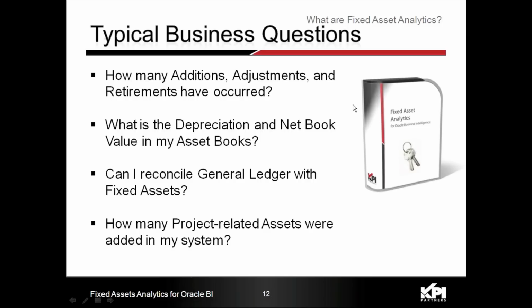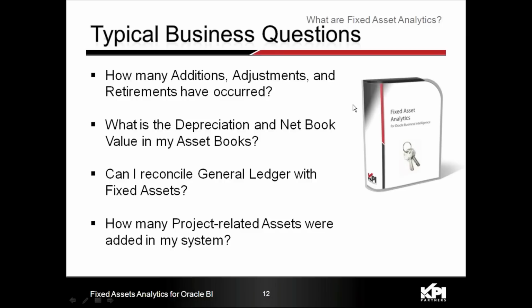Can I reconcile general ledger with fixed assets? A very common requirement with the financial folks. This is a common requirement because at the end of every period, once the information is transferred to general ledger from my sub-ledgers like fixed assets or payables or receivables, users would like to ensure that everything has got transferred correctly and there are no reconciliation differences. So we have built specific reports keeping this requirement in mind so that business users can actually tally their GL numbers with FA and ensure there are no reconciliation differences.